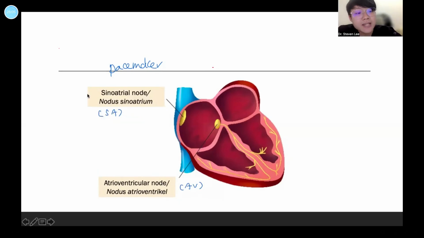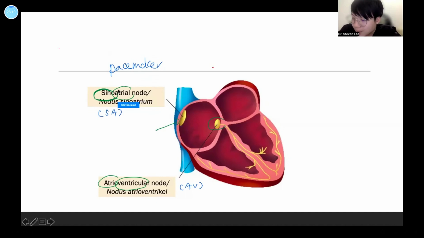Okay, kenapa dia panggil sinoatrial? Ada maksud tak? Some students ask me. People ask me, sir, you always tell me biology, the word got meaning. So sinoatrial got meaning or not? Atrioventricular, maksudnya the location is in between the atrium and the ventricle. That's why it's called AV. Okay, sinoatrial got meaning or not? Actually got. Atria maksudnya dia punya lokasi ada dekat right atrium.